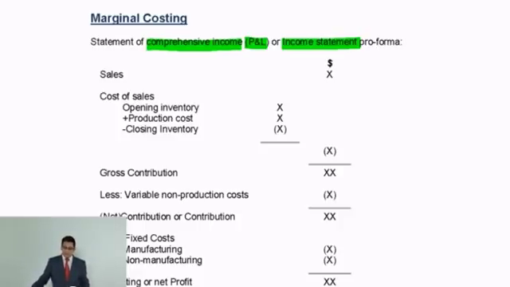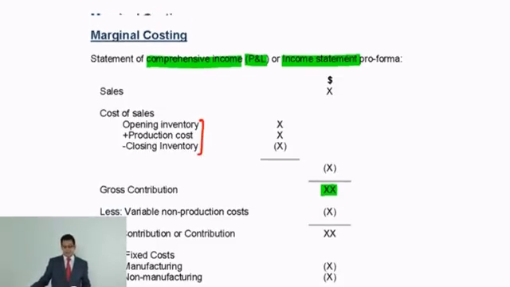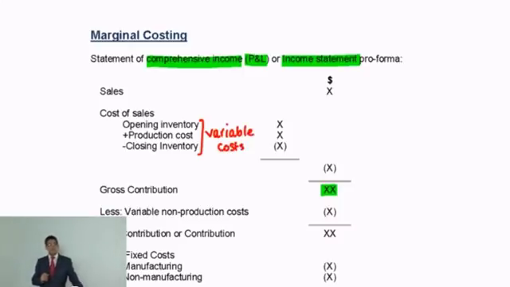So have a look. Sales less cost of sales, which gives us gross contribution. Before gross contribution, here is just one thing. Because we are using marginal costing here, the cost of sales, which is opening inventory plus purchases minus closing inventory, is all made up of variable cost. Only variable components. So you can actually make it, this is variable cost of sales.